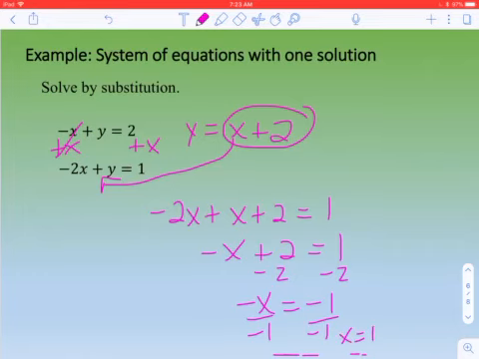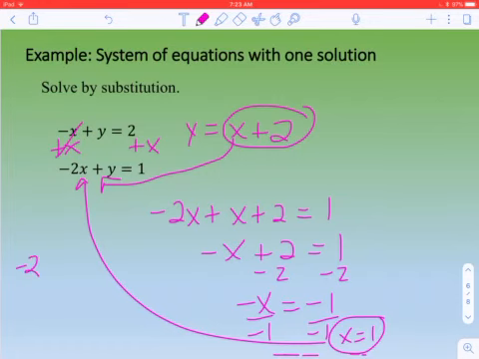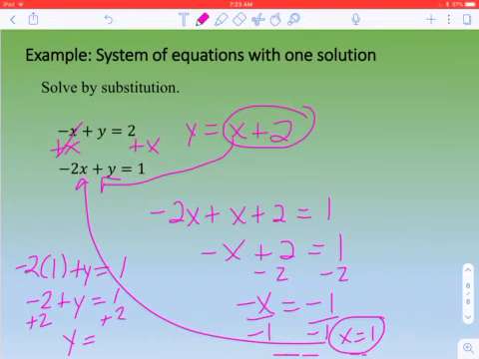Now I'm going to take that x is equal to 1 and substitute it back into, and it doesn't matter which one of the two equations. So I'm going to take this x equals 1 and I'm going to put it in for that x. And that's going to give me negative 2 times 1 plus y is equal to 1. Negative 2 plus y is equal to 1. I'm going to add 2 to both sides of the equation, so y will equal 3. And then that gives me the ordered pair of x is 1 and y is 3.